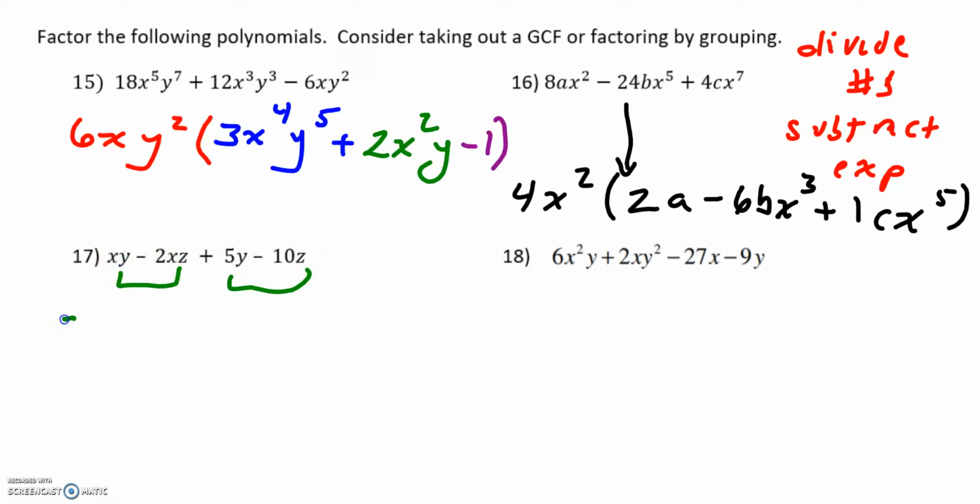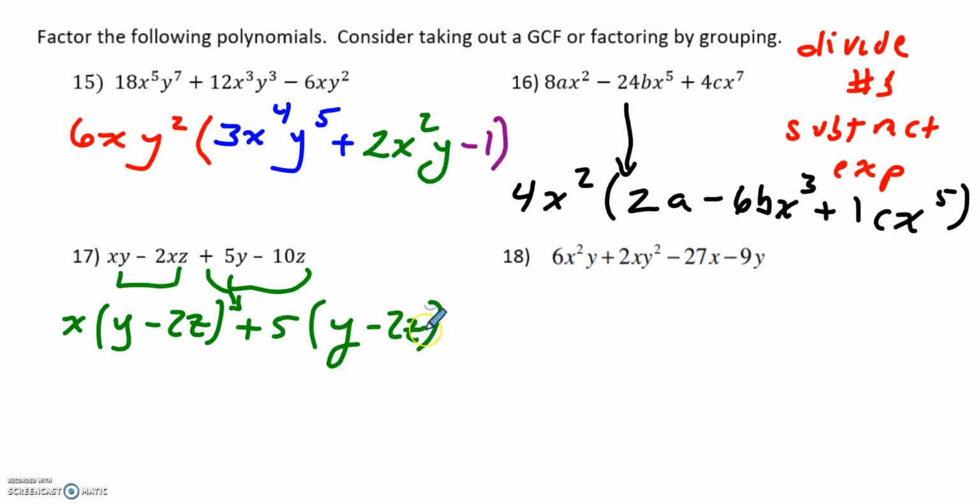What's common between these 2 terms? Well, just an x is. And if I take the x out, I'm left with y minus 2z. If I look at the second 2 terms, I can take just a 5 out, and I'm going to carry down that plus sign. So plus 5 parentheses. We take 5 out of 5y, I'm left with y. We take 5 out of negative 10z, I'm left with negative 2z.